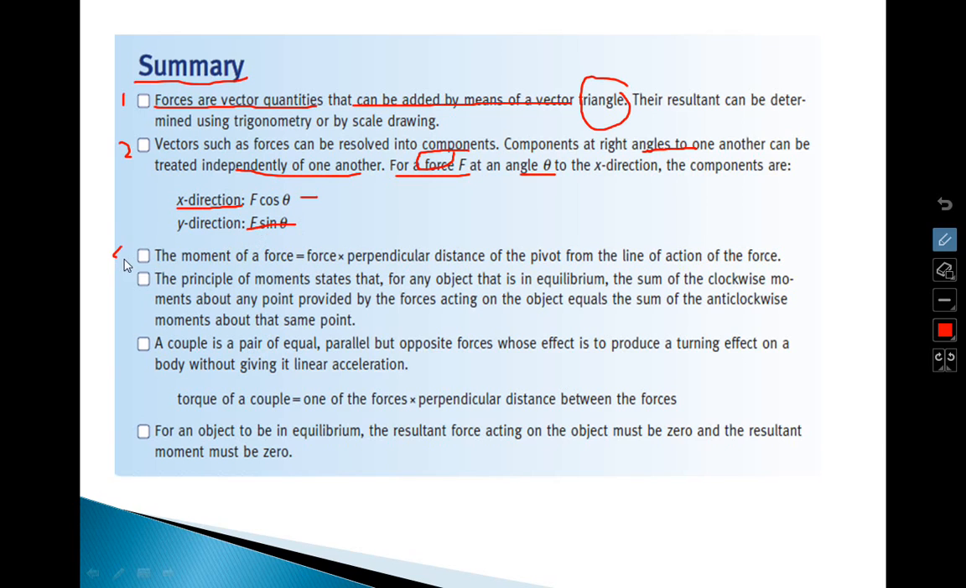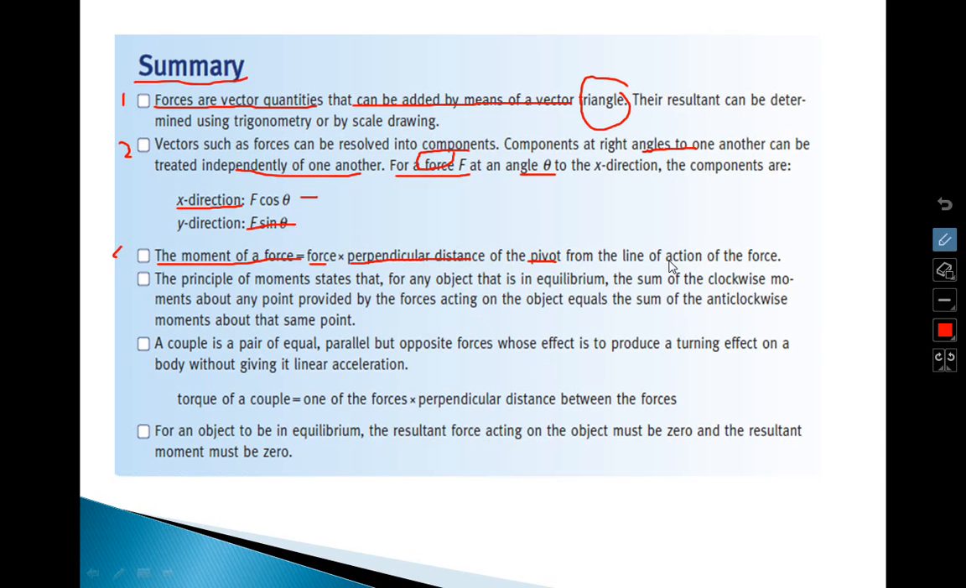Okay, the third one here. The moment of a force is equal to the force times the perpendicular distance from the pivot. So the moment of any force is equal to the force times the perpendicular distance of the pivot from the line of action of the force.